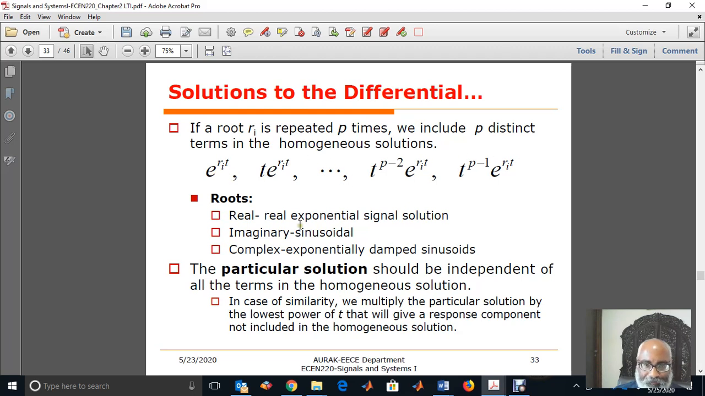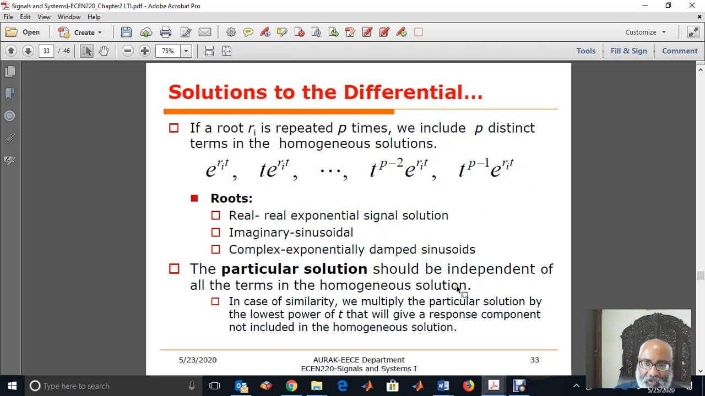Now, if the roots are real, then we will have a real exponential signal solution. If the roots are imaginary, we will have a sinusoidal solution. If the roots are complex, we will have an exponentially damped sinusoid solution.